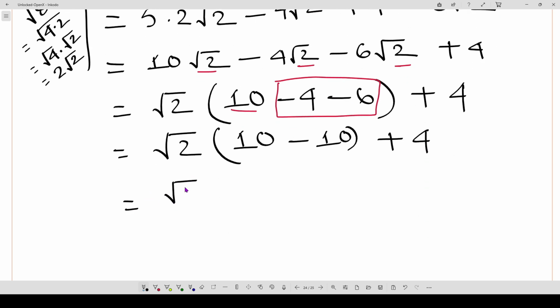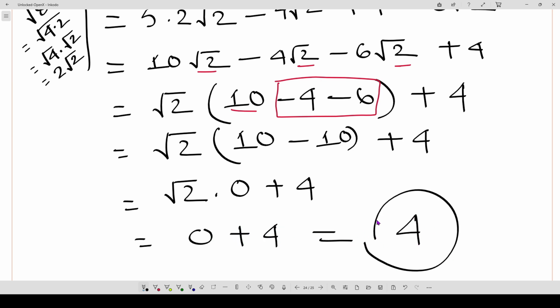Now here is a root 2 times 10 minus 10, which will be 0, plus 4. If you multiply any number by 0, it will be 0, and here is a plus 4, and finally our answer is 4. So very simple thing.